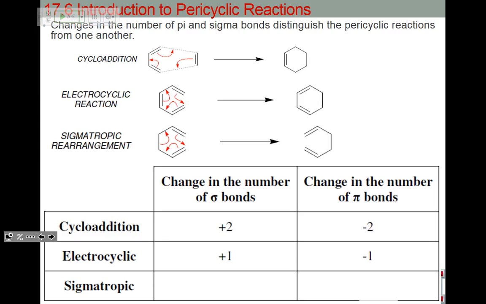So again, this is just a map out of those 3, and you should know the difference and be able to label the difference between a cycloaddition, an electrocyclic, and a sigmatropic. So let's start with cycloaddition. We're going to be looking at that in a lot of detail today.